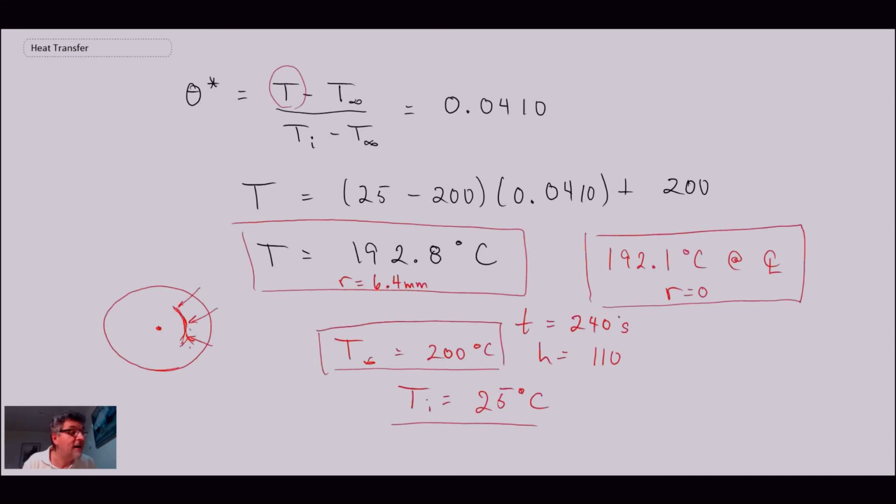So anyways, that is an example using the approximate solution. And in the next one, we're going to use the Heisler charts to solve the exact same problem.